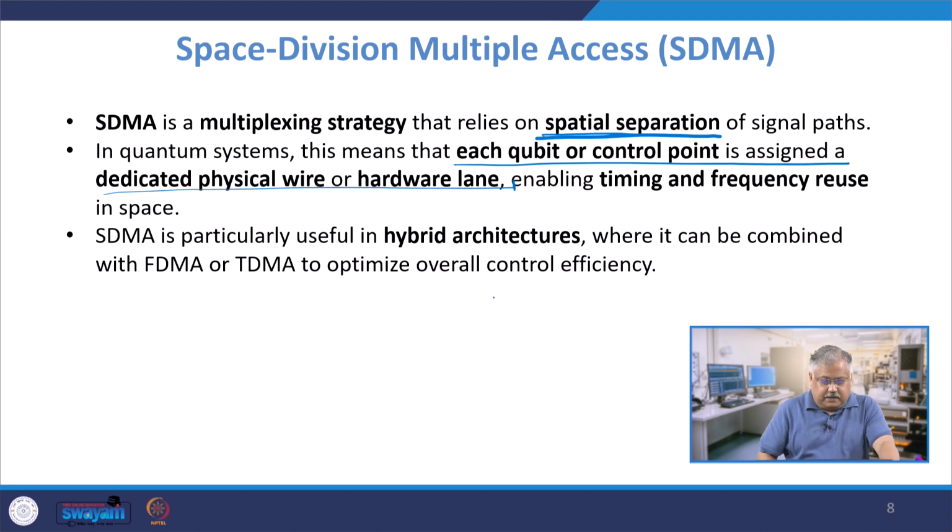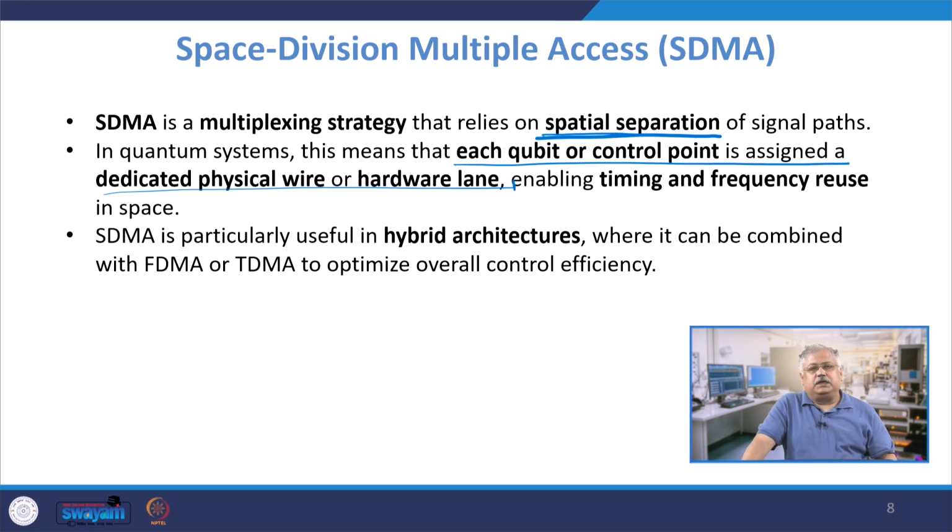So I do not do multiplexing, I do not want the output to move through a single path. Instead, there are dedicated lines for individual qubits. And therefore, I can use what is known as time and frequency reuse in space. I can use the same frequency signal or multiple frequency signals. If they are separated in the space domain, I can reuse them to carry forward.